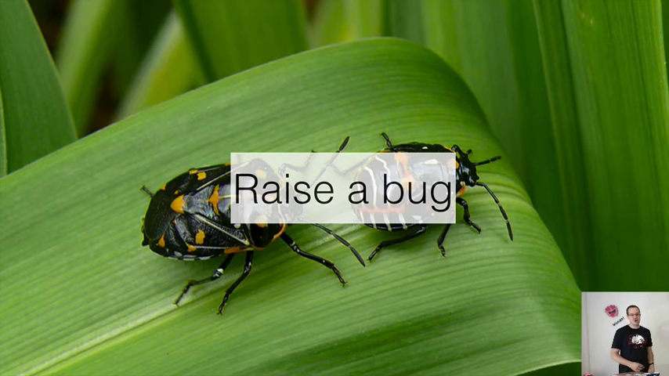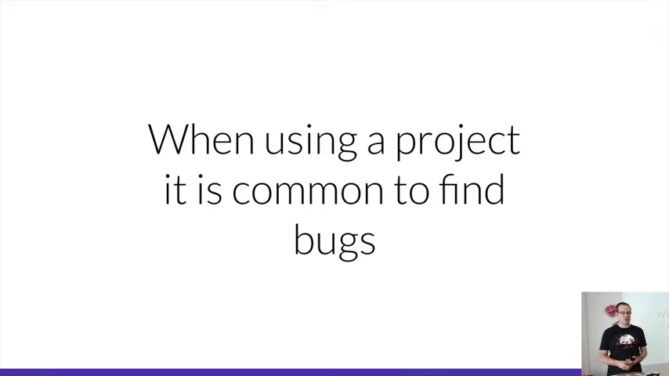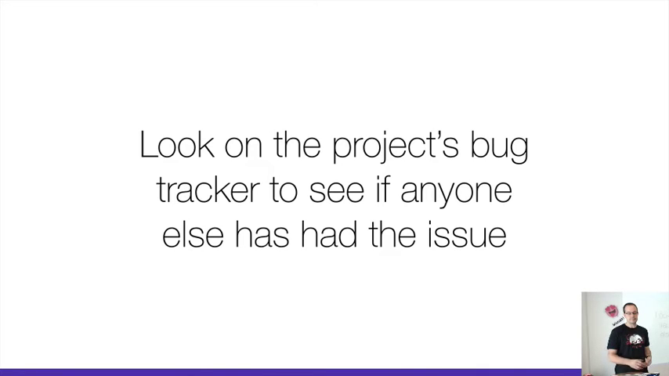Another thing you can do is raise a bug. Humans aren't flawless, and there are quite often bugs in our code. So when using a project, it's common to find bugs, and if you find them, you should report them, because if no one reports them, the maintainer might never find them. In order to do this, I recommend you look at the project's bug tracker to see if anyone else has already had the issue. You don't want to raise a duplicate issue, as this just wastes your time and the maintainer's time.